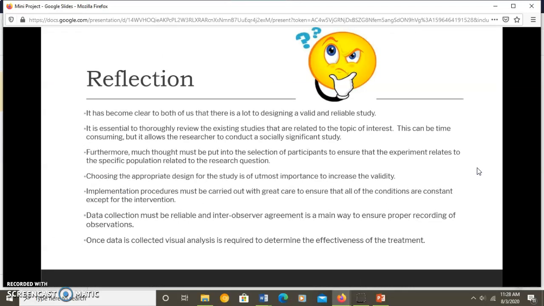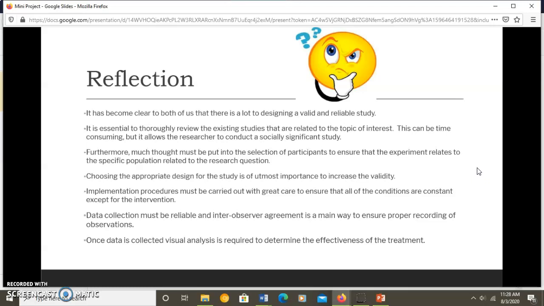Looking back and reflecting, it's become clear to both my partner Leslie and I that it takes a lot to design a valid and reliable study. You must thoroughly review the existing studies that are related to your topic of interest, and that can be very time-consuming, but it does allow the researchers to ensure they're conducting a socially valid, socially significant study. Furthermore, you have to put so much thought and effort into the selection of participants to ensure that your experiment is relating to the specific population that you have questions about.